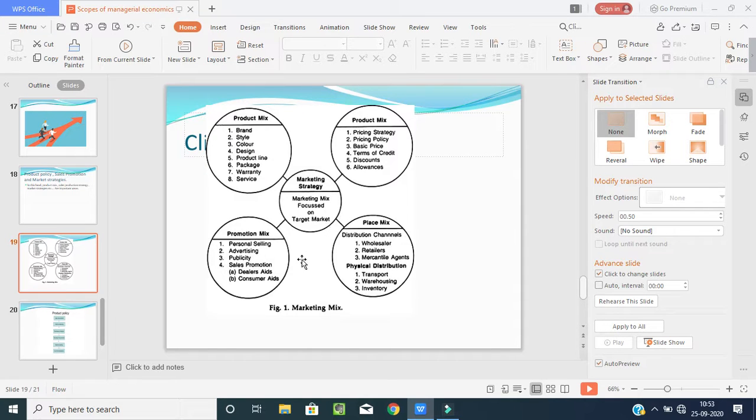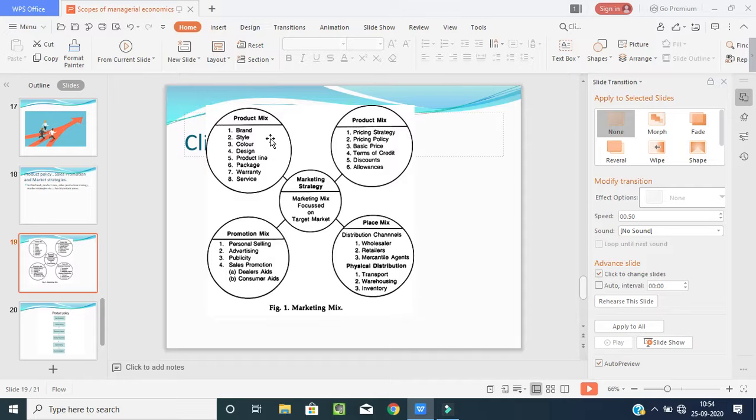Marketing mix focuses on product, price, place, promotion. In the product, what are the things that should be there? At the time of production, the product should be manufactured keeping in mind these criteria. One is what should be the brand, next one style, another one color, design, product line, packaging, warranty, service, labeling, packing, promoting. That means all these things come in the product mix.